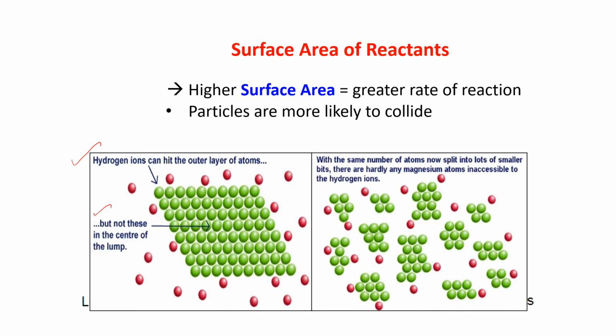But come to this one, with the same number of atoms now split into smaller bits. There are hardly any magnesium atoms inaccessible to the hydrogen ions. Am I clear to you? Because we are increasing the surface area. Clear to you?